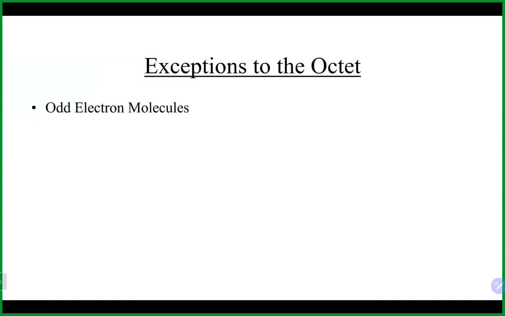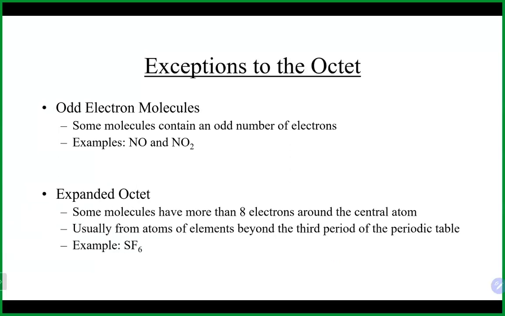Another exception to the octet rule is an odd number of electrons, and an odd number of electrons means, frankly, you have 1 unpaired electron. And so you'll have a single dot when you draw the Lewis structure. And in that situation, they're sometimes referred to as free radicals as well. Because they have 1 unpaired electron, they're very reactive. They want to fix that situation.